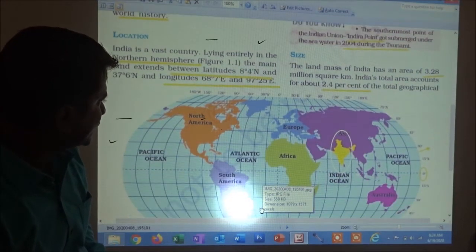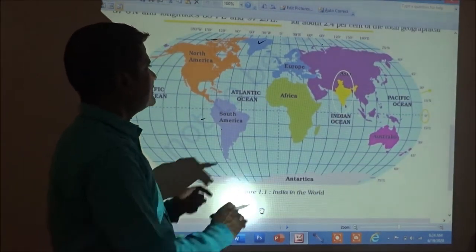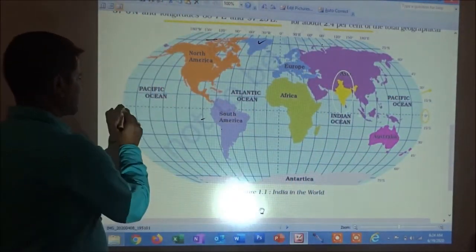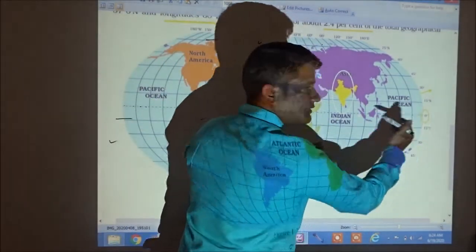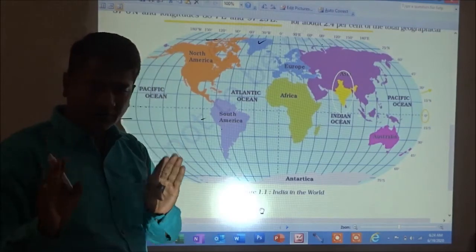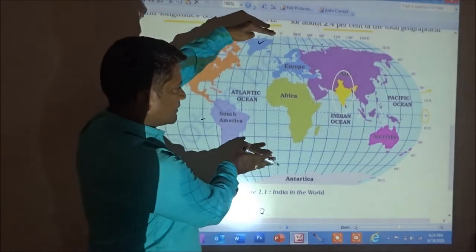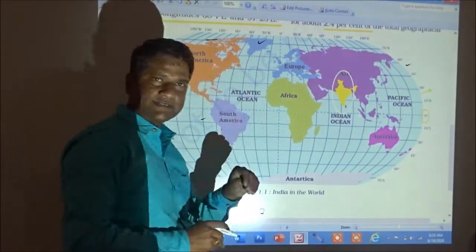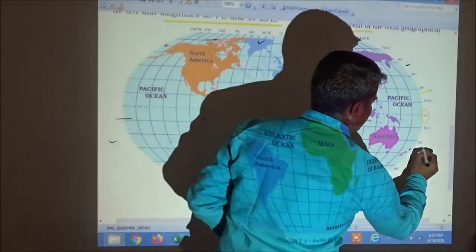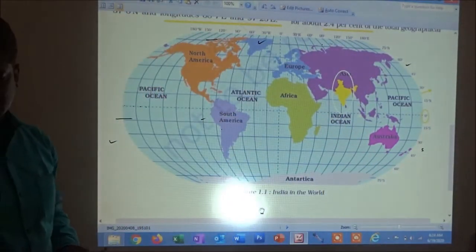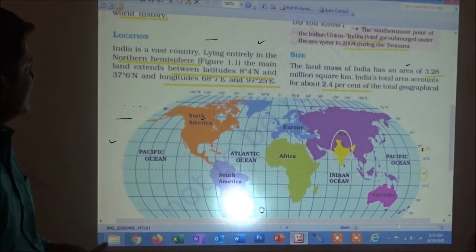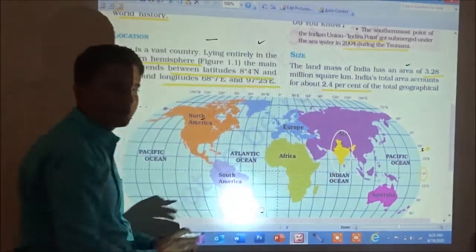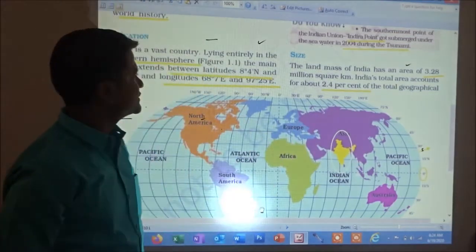Here you have figure 1.1. In this figure you can see a globe. On this globe, this dotted line, which is known as the 0 degree equator, which you have already read about in the previous class, divides the complete world into 2 parts. The upper part is the northern hemisphere, and the southern part is known as the southern hemisphere. Now if we talk about the location of India, we will find that India is completely situated in the northern hemisphere. You can see very clearly India is situated in the northern hemisphere.